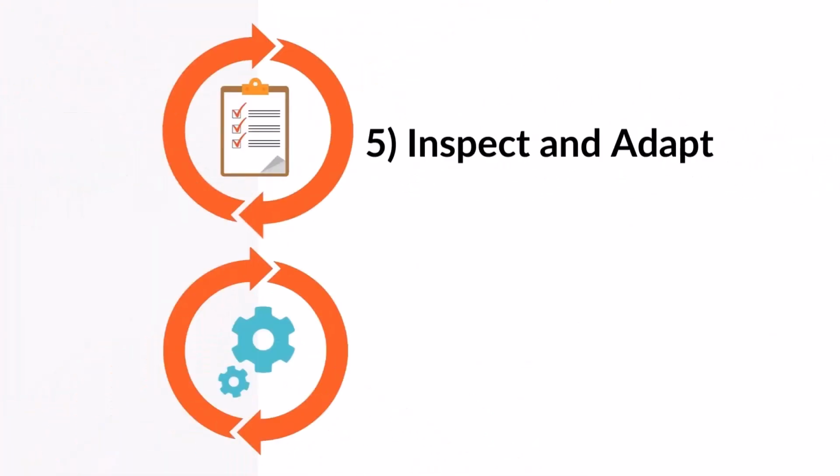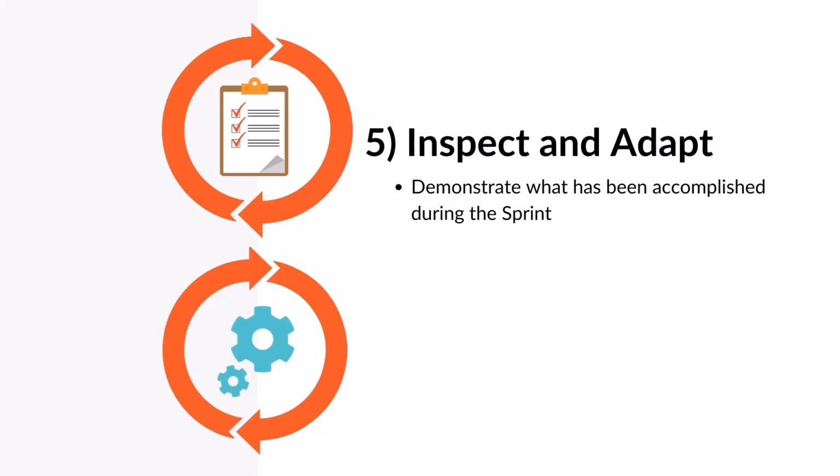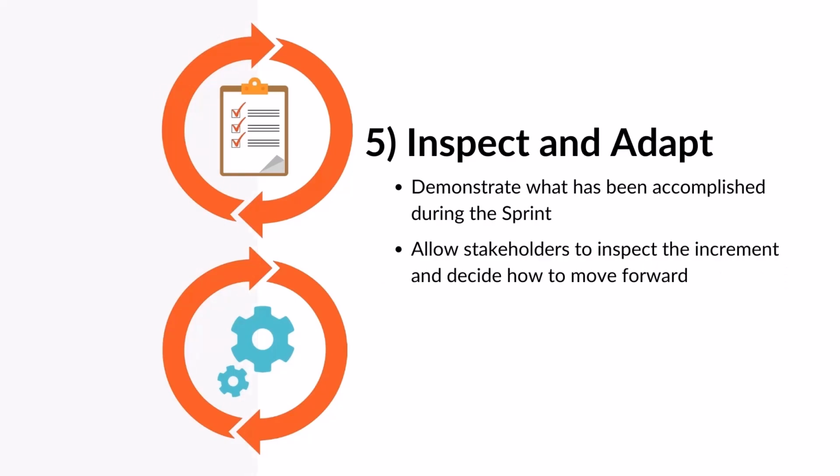At the end of each sprint, the development team has two opportunities to inspect and adapt: the sprint review and the sprint retrospective. In the sprint review, the development team demonstrates what they have accomplished in the sprint. The participants include the Scrum Master, the product owner, sponsors, and any other stakeholders. It allows everyone to inspect the increment and decide how to move forward.